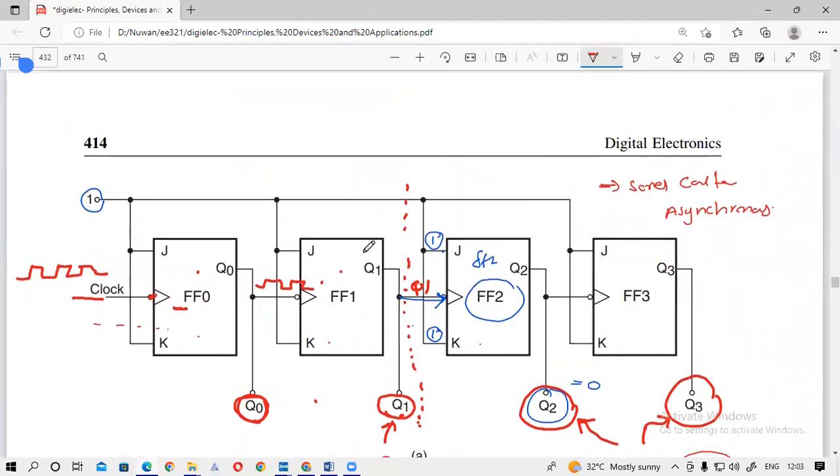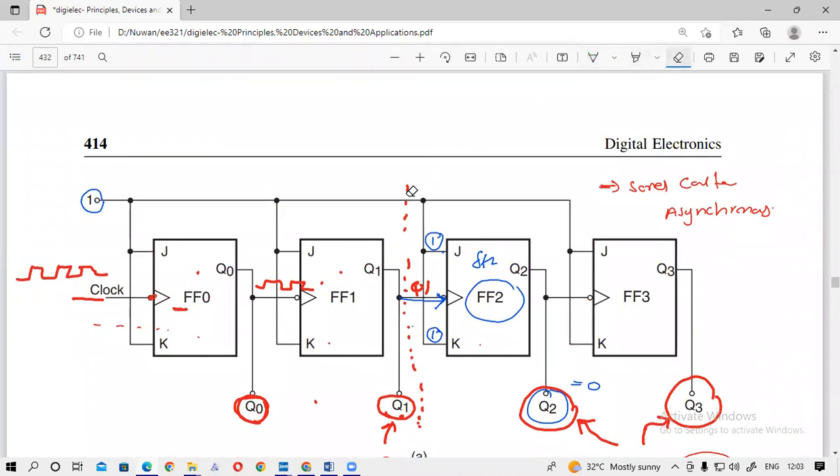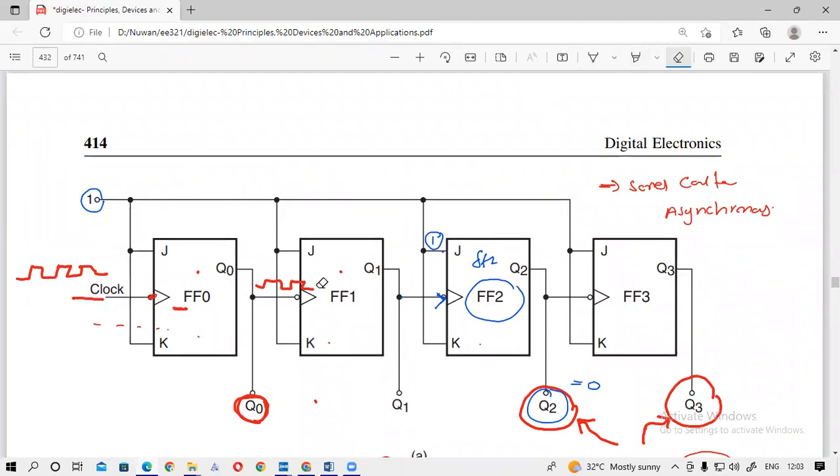So there is one disadvantage with these serial counters. What is that? Can you imagine? One major disadvantage.